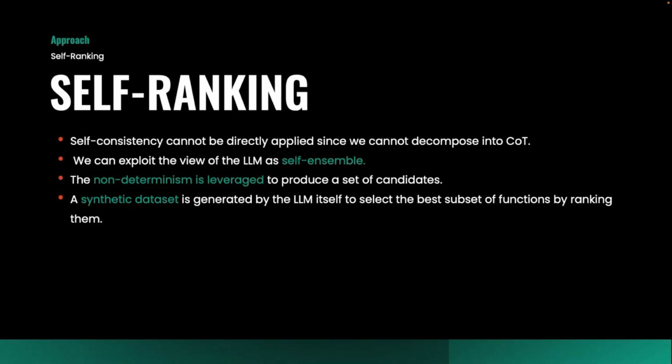Why? Because it's non-deterministic. So basically, asking multiple times to generate a function, we can obtain, also with temperature 0, different functions. So what we do is that we generate a set of candidates by simply prompting multiple times, and then we ask the LLM to generate a synthetic data set, because we cannot directly ask which function is better. The LLM is not so good at determining that, but we generate a synthetic data set, and then we use this synthetic data set to rank the functions and to keep just the top performing ones.